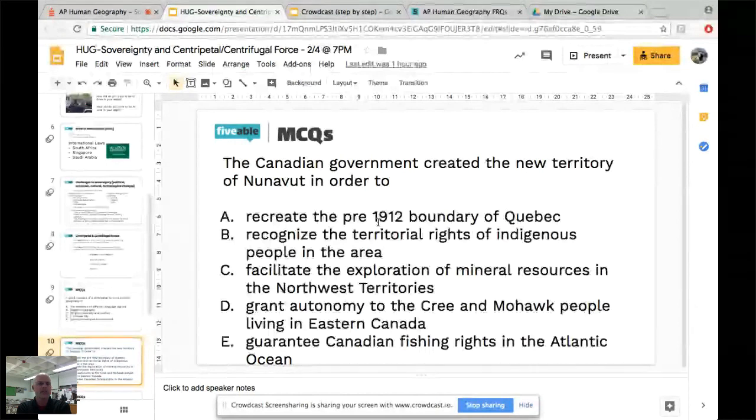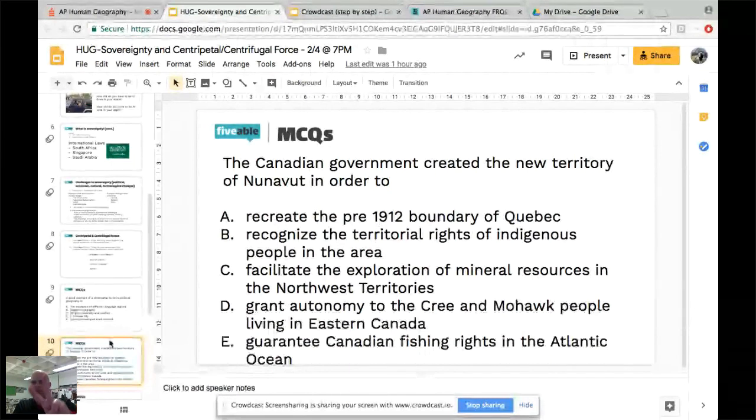Grant autonomy to the Cree and Mohawk people living in eastern Canada. If you thought about that one, that's not a bad guess, in that, again, Nunavut is where the Native Americans are living. Canadian fishing rights in the Atlantic Ocean? Nunavut doesn't border the Atlantic Ocean. But they're recognizing the territorial rights of Indigenous people in that area. Okay, good stuff.